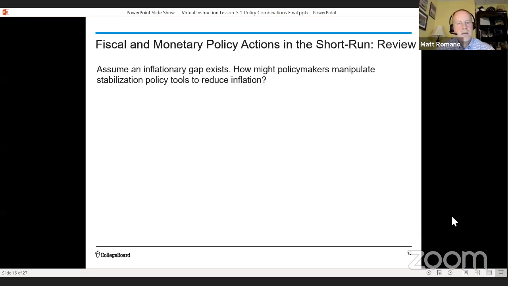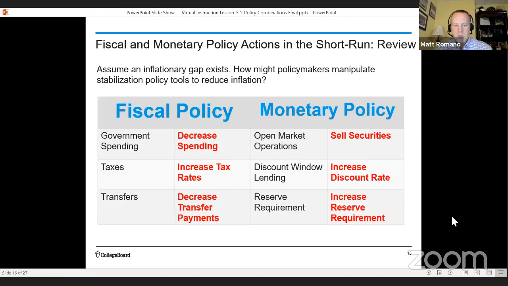What if an inflationary gap exists? What if policymakers decide it would be appropriate to tap on the brakes and slow things down, worried about future inflation? What would they do for a contractionary policy, both fiscal and monetary? Well, it should have been obvious. It's going to be the opposite of expansionary policies. On the fiscal policy side, they can decrease government spending. They can increase tax rates, which would reduce disposable income and slow down consumption. They could decrease transfer payments if they choose to.